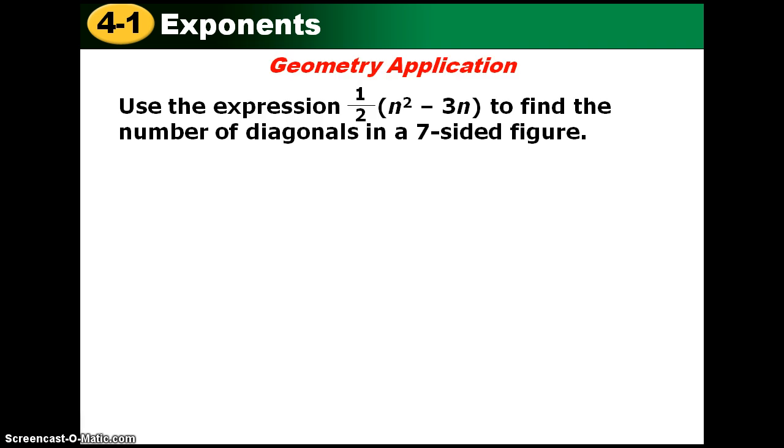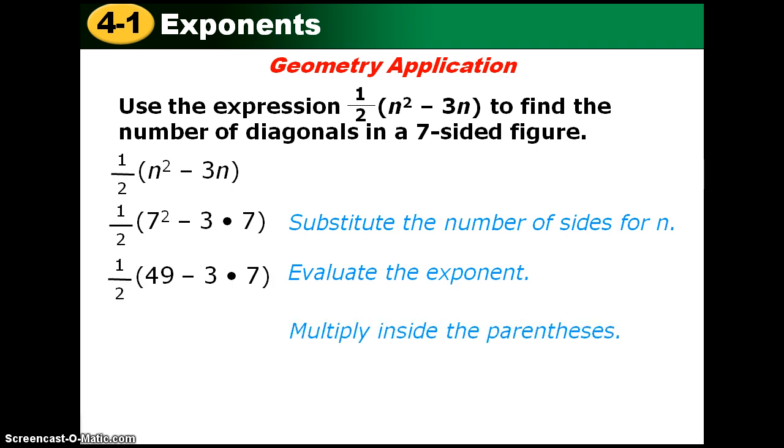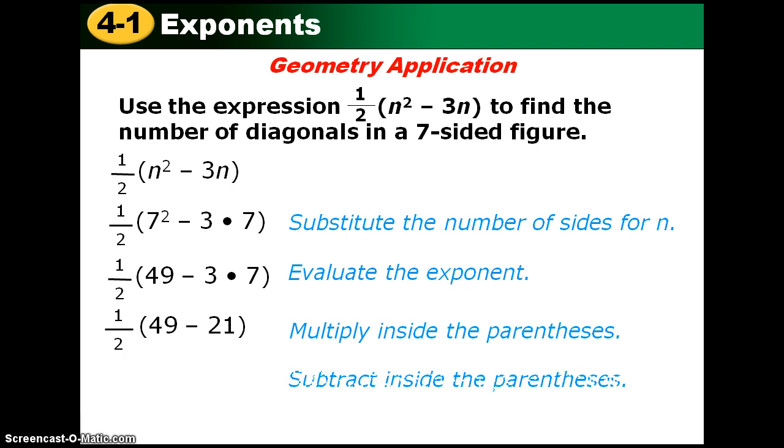Finally, a geometry application. Use the expression 1/2 times the quantity n squared minus 3n to find the number of diagonals in a 7-sided figure. N represents the number of sides, so we would substitute 7 in for n and solve. So we would start with 7 squared, 49. 3 times 7, 21. 49 minus 21 is 28, and half of 28 is 14. So there are 14 diagonals in a 7-sided figure.